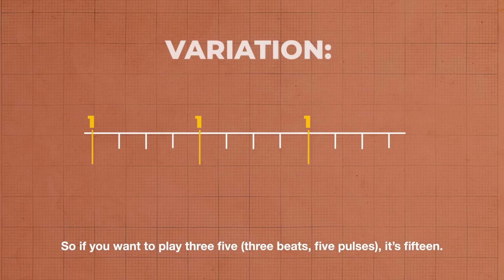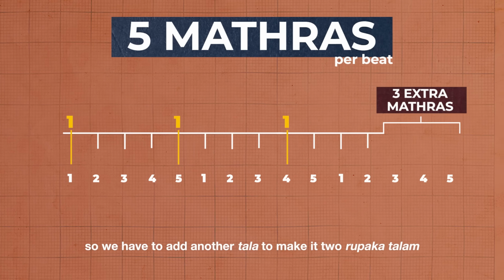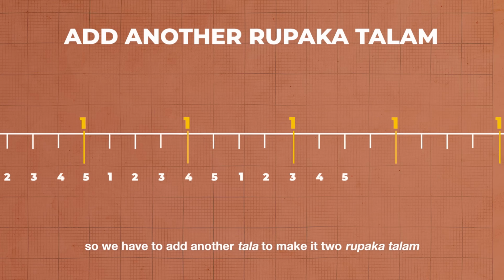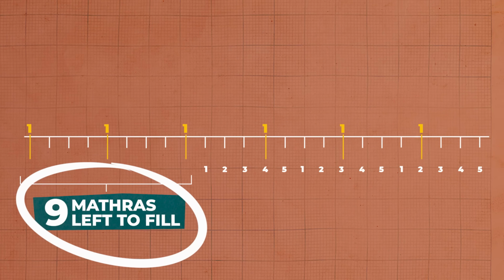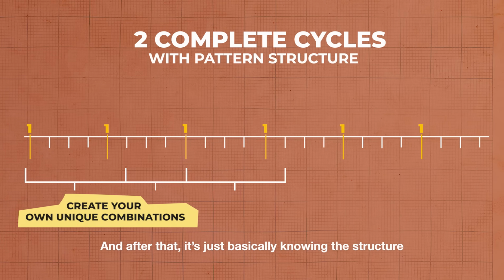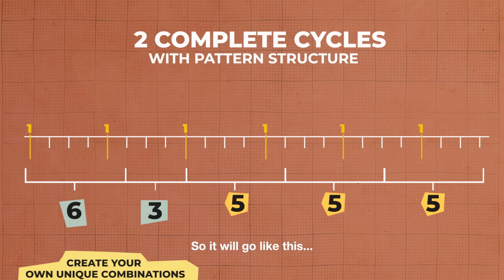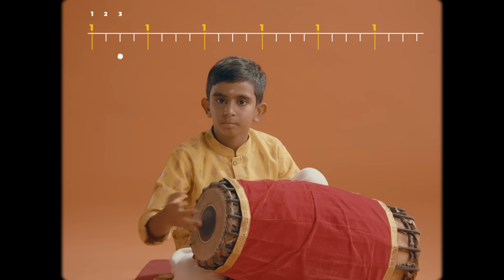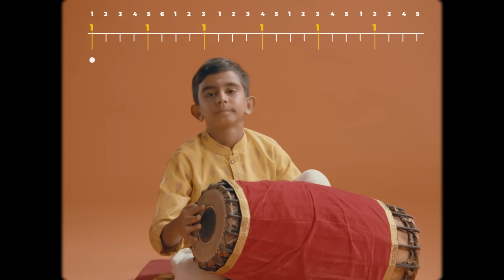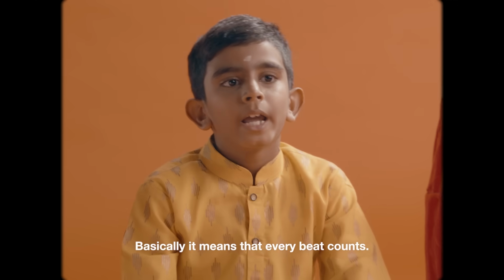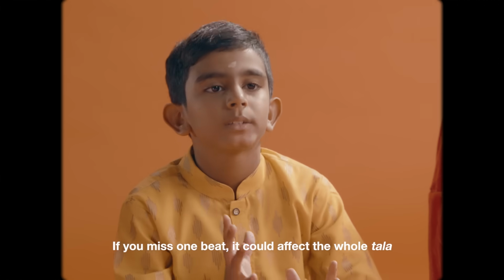So in the same talam, you can play various things. If you want to play 3 by 5, it's 15. But we don't have enough. So we have to add another talam to make it 2 Rupaka talam, and we'll have 9 left. And after that, it's just basically knowing the structure, which will then make our calculations correct. So we'll go like this. Taka tata dimitang tatikita tum tam. Basically, it means that every beat counts. If you miss one beat, it could affect the whole talam.